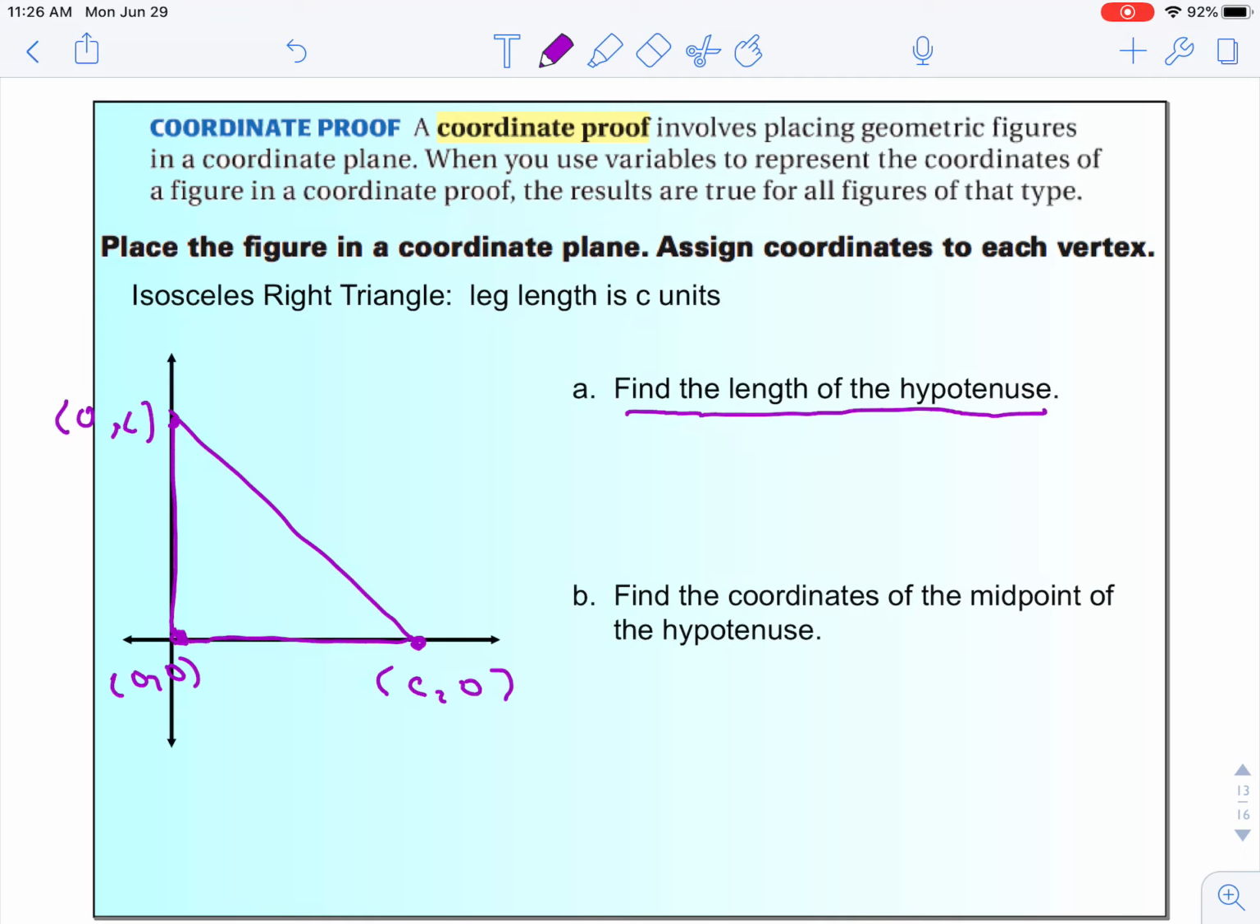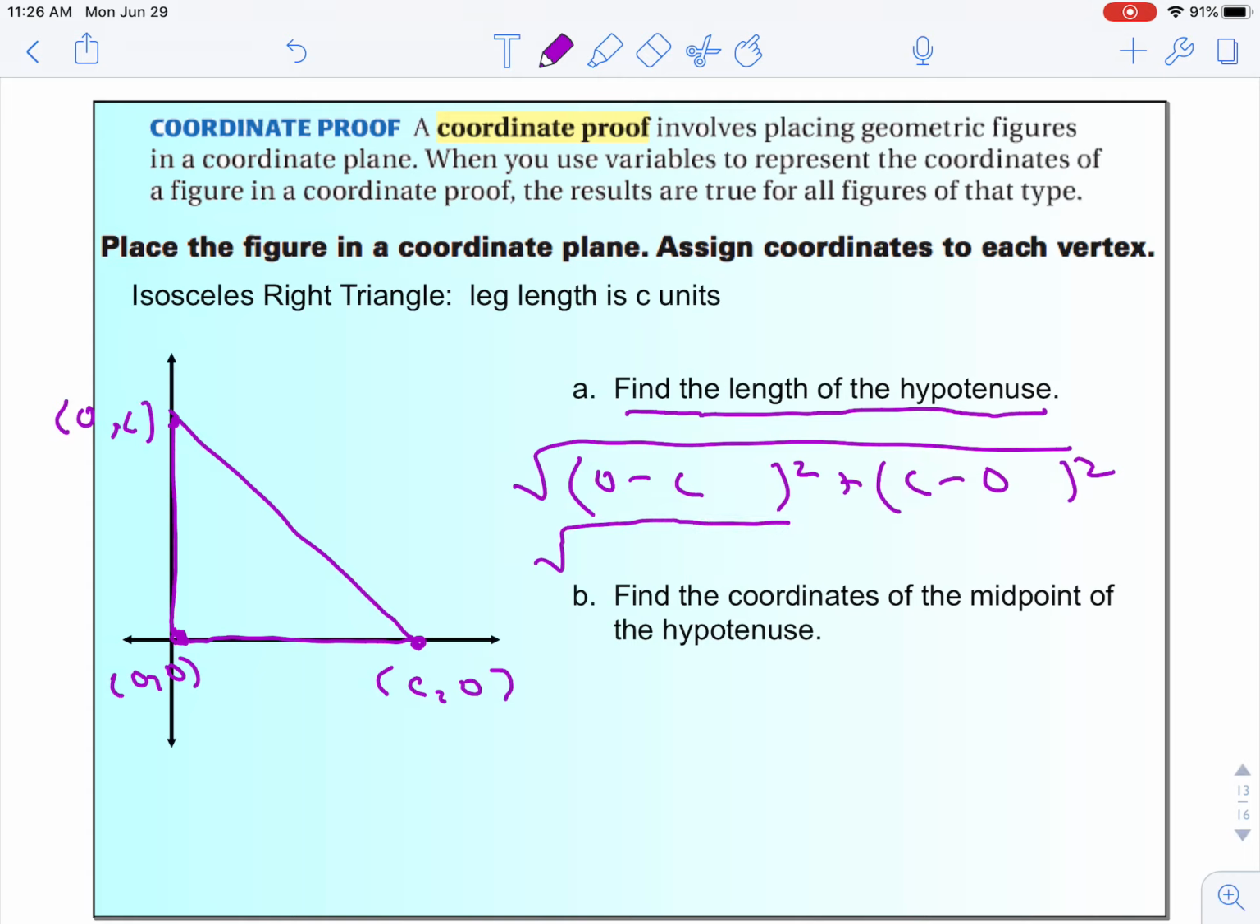Well, we use the distance formula. So to find the length of the hypotenuse, we are going to use the distance formula and take the difference in the x's. So we have 0 minus c, squared, and the difference of the y's, so c minus 0, squared. And so what that gives us is the square root of negative c squared, which is c squared, plus c minus 0 squared, which is going to be c. When you square it, it's c squared. So what we get is the square root of 2c squared.